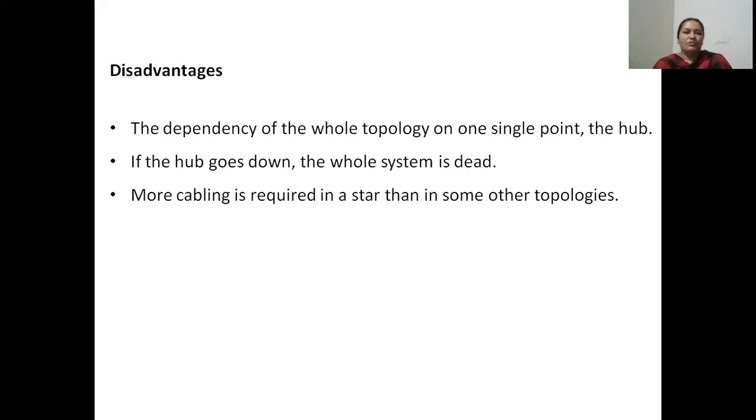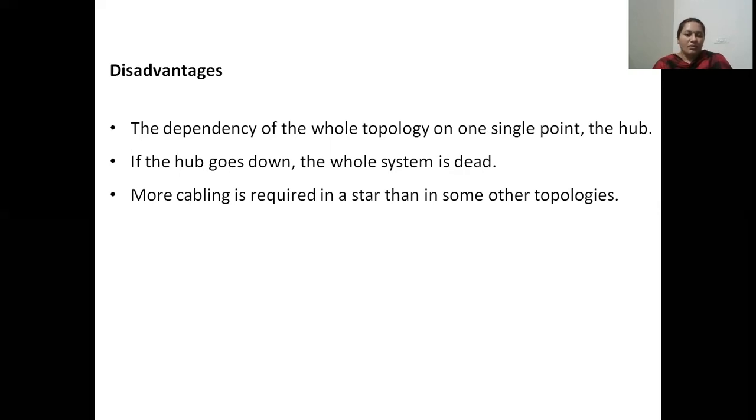There are disadvantages with star topology also. The main disadvantage in star topology is the hub. Hub is the single point of data exchange in the star topology, and the whole topology is dependent on the hub. If the hub fails, the entire network will fail. The whole system will be dead. It cannot do any data transmission or provide any network service till the hub is repaired. This is the main disadvantage. Hub is the bottleneck in star topology.